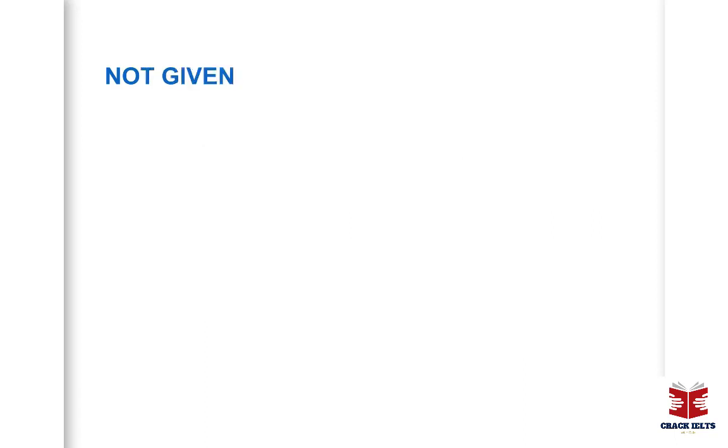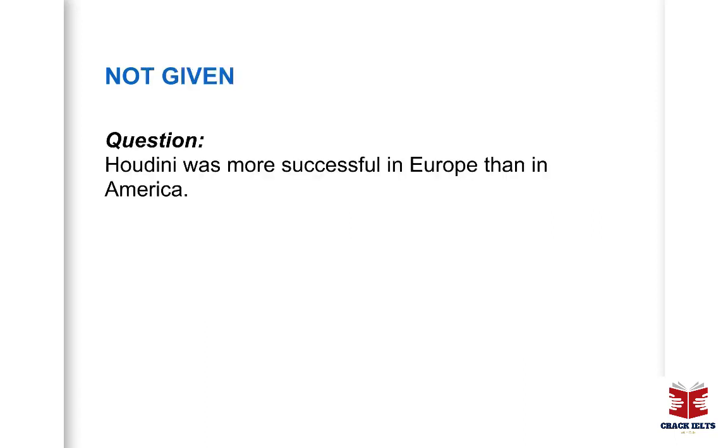Finally, let's look at a not given example. This is the question. Houdini was more successful in Europe than in America. What are we searching for now? First is the name Houdini. Then it's more successful, Europe than America. Notice here, we got the comparison there. More successful in Europe than America. But the strongest keyword to search for, of course, is the name Houdini, because it's easy to search for.